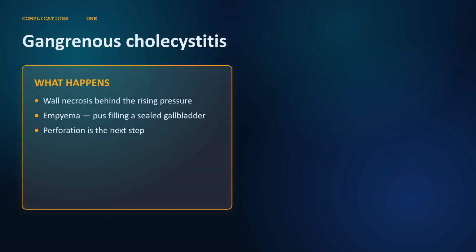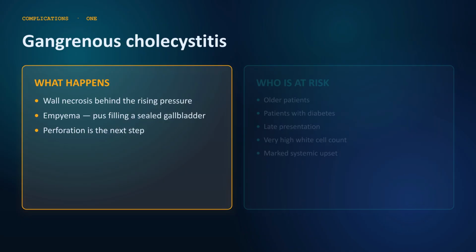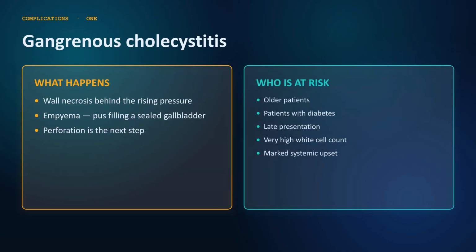Now the complications. Gangrenous cholecystitis is necrosis of the gallbladder wall. The blood supply fails behind the rising pressure, and the tissue dies. From there, the 2 risks are empyema, pus filling the sealed gallbladder, and perforation. Who is at risk? Older patients, patients with diabetes, patients who present late, and patients with a very high white cell count or marked systemic upset.